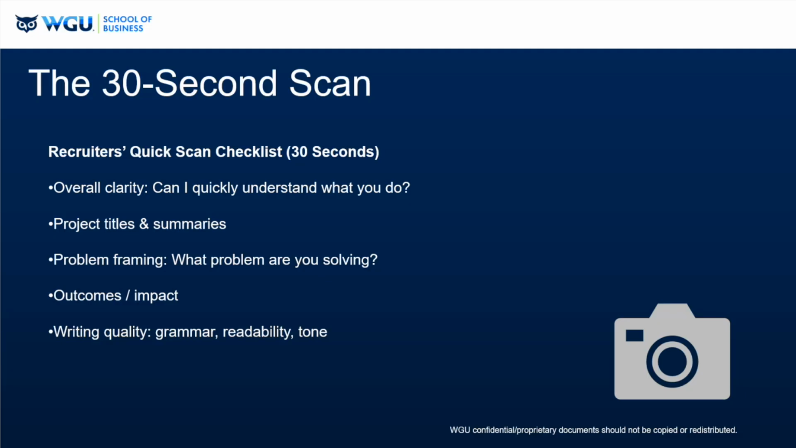Outcomes and impact. If you have measurables that you can include in this section, that's huge. I'm going to show you some examples of how you can still show your impact if you don't have metrics that you can use. And then, of course, your writing quality. Make sure that your grammar, readability, and tone are all very professional.